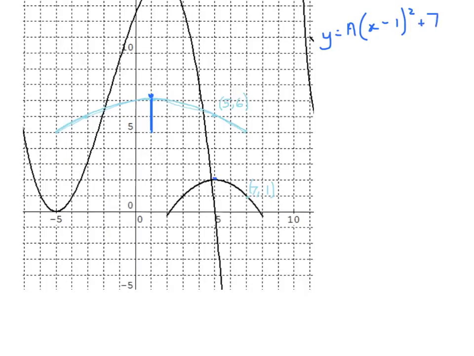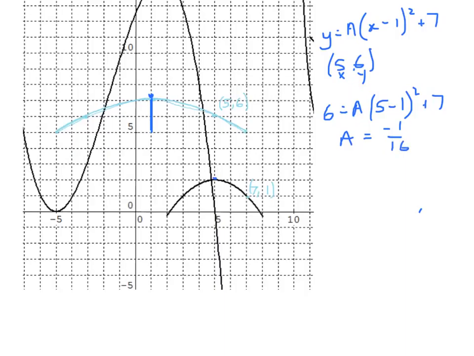Now we take a point again. I like the point (5, 6). So if I put (5, 6) in the equation, remembering that's my x, that's my y, use equation solver. So I've got 6 equals a times (5 minus 1) squared plus 7. In equation solver, execute, and I find out that my new a is negative 1/16.